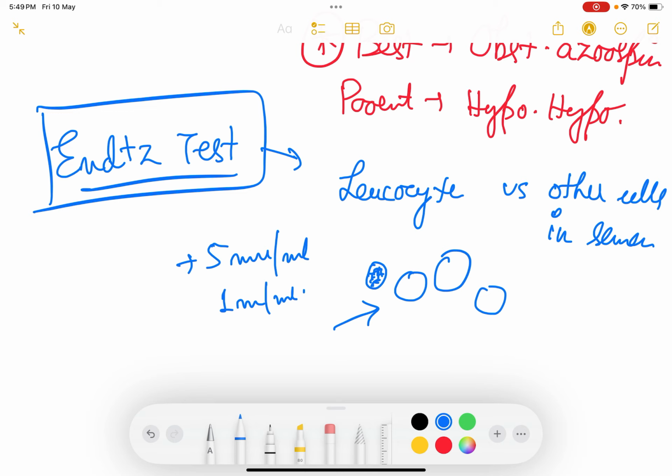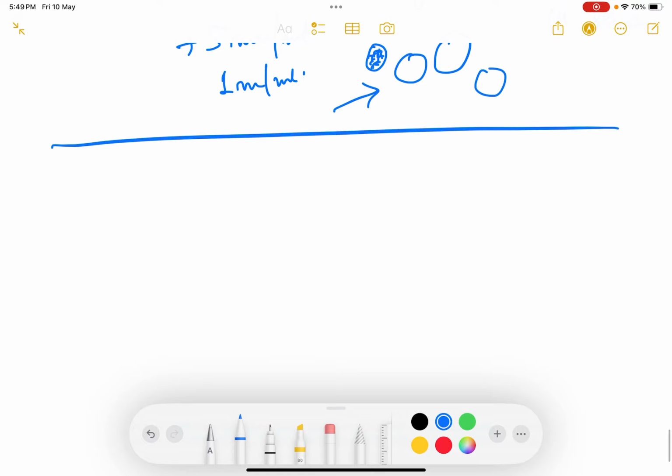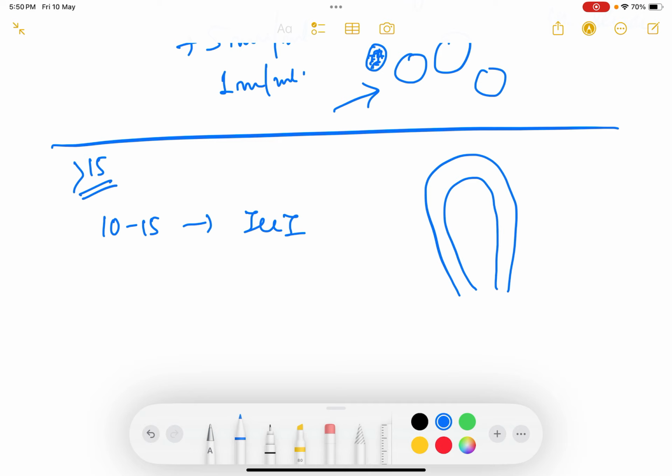Okay, so basically what I was speaking was that I had already told that normally there should be more than 15 million sperms, but when it is 10 to 15 million, then what do we do? IUI. Now what is IUI? IUI is intrauterine insemination. So basically this is the uterus and this is the outflow tract. Okay, so what we will do is we will take semen from the patient, who will give the semen specimen.